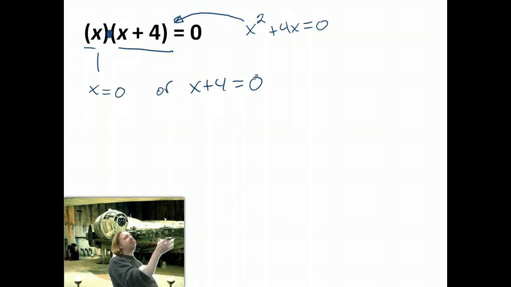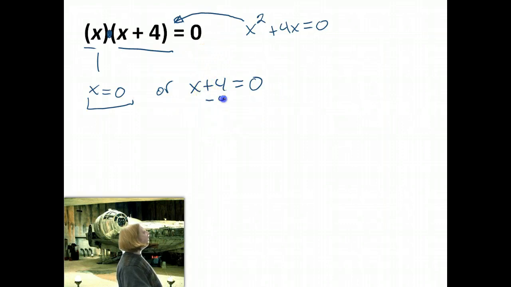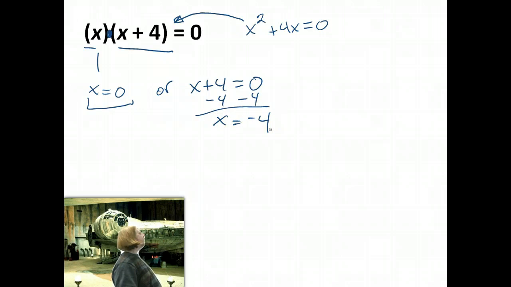The rule says, because the product is 0, one of the two factors is 0. Now, what's nice is this equation's already solved. x is 0. Or, x plus 4 is 0, so if I subtract 4 from both sides, I'm left with x is equal to negative 4. So that means my final answer is that x is either 0 or negative 4.